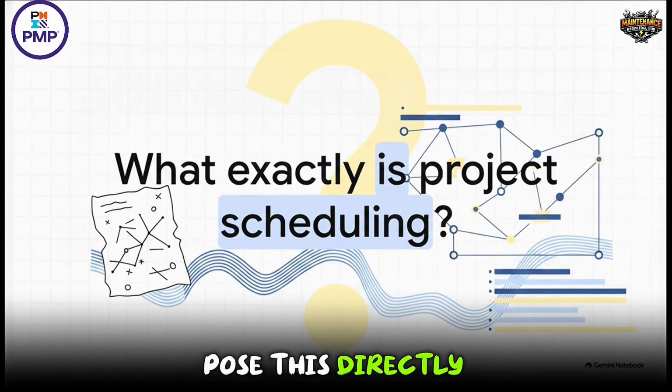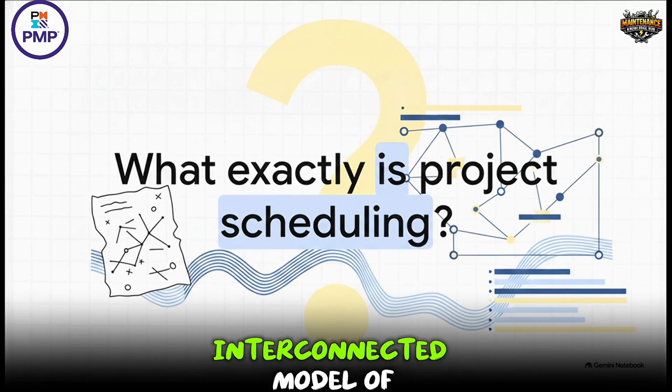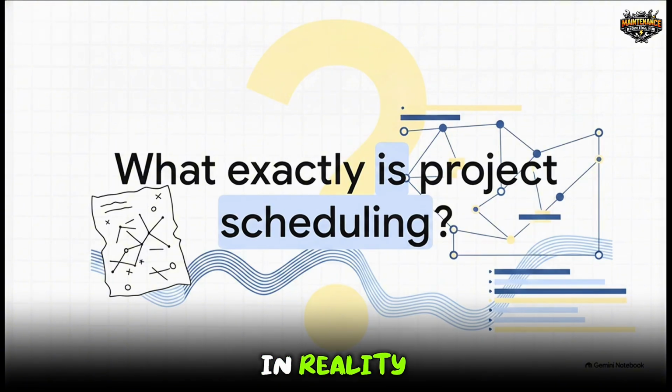So I want to pose this directly to you. What exactly is project scheduling? Now, it's super tempting to think of it as just a fancy to-do list. Amateurs make this mistake all the time. They jot down a dozen things to do, maybe throw some dates next to them, and call it a day. But a professional, time-based plan is vastly different. It's a dynamic, interconnected model of your project. It doesn't just list what needs to happen, it dictates the exact rhythm and flow of how the work will actually be executed in reality.